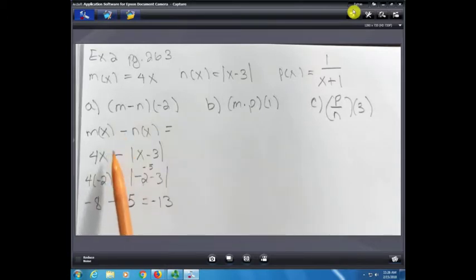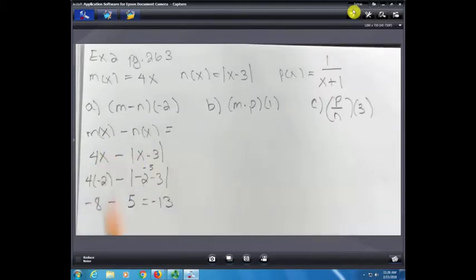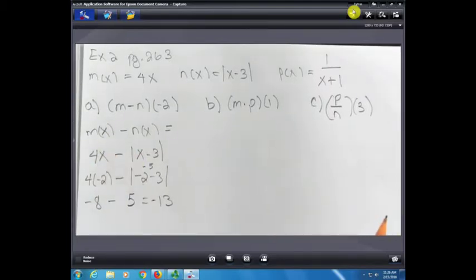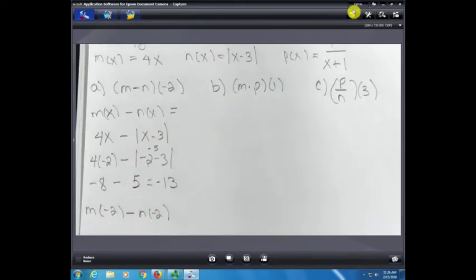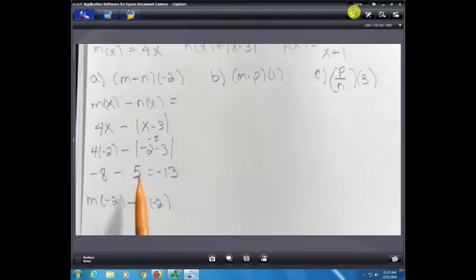So if I wanted to, I can do the problem like this. F of x, why am I calling it f? Well, there's no f up here. M minus n, and then plug in a negative 2. Or I can do m of negative 2 minus n of negative 2, and then solve the problem that way. So just maybe start plugging them in the very beginning.